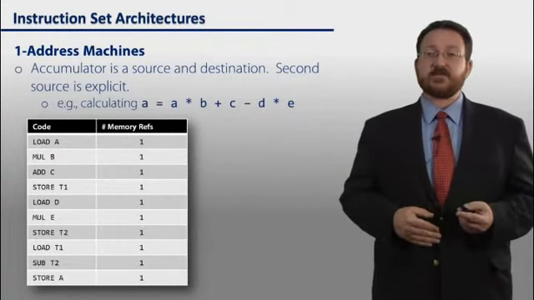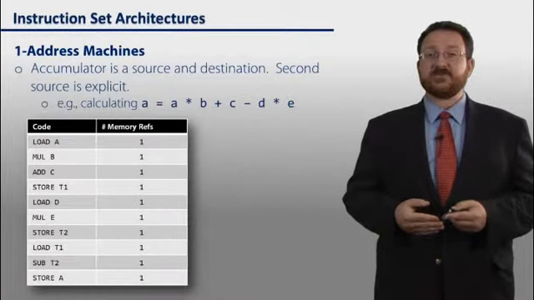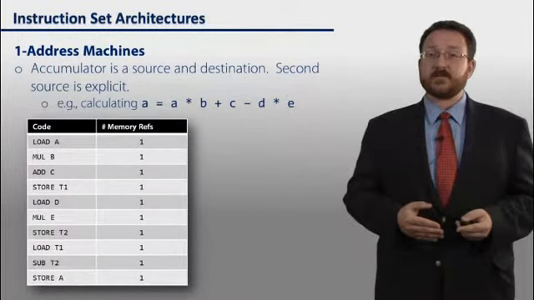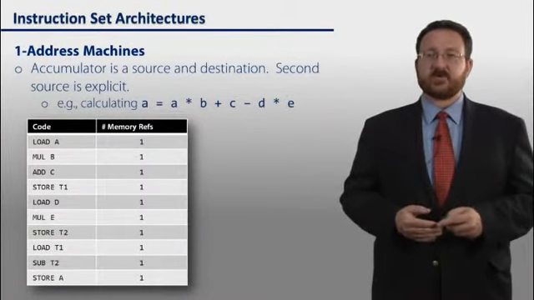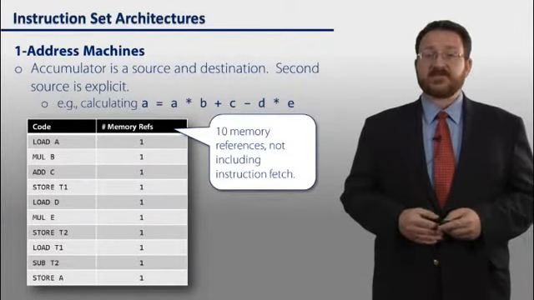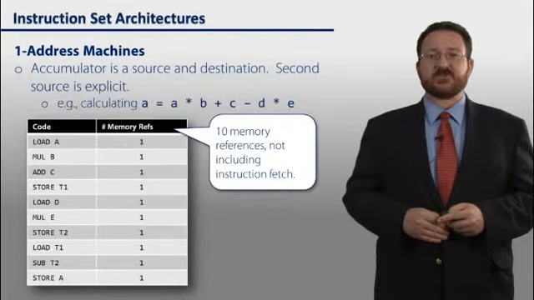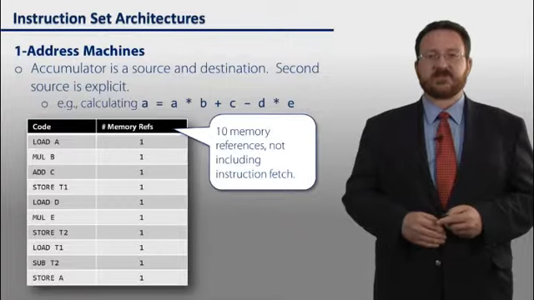So now I have a T1 and a T2 sub-expression. I have to subtract T2 from T1. So I load T1, I subtract T2, and store the result back at A. There are 10 memory references because each of these instructions refers to at least one memory address, not including the instruction fetch.